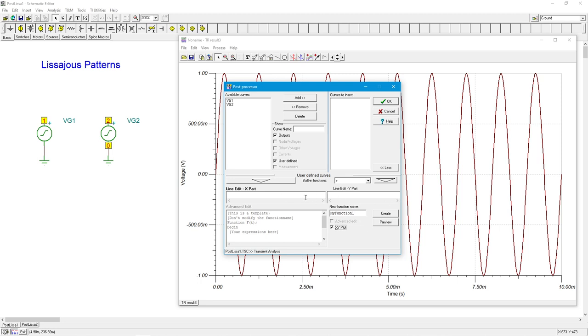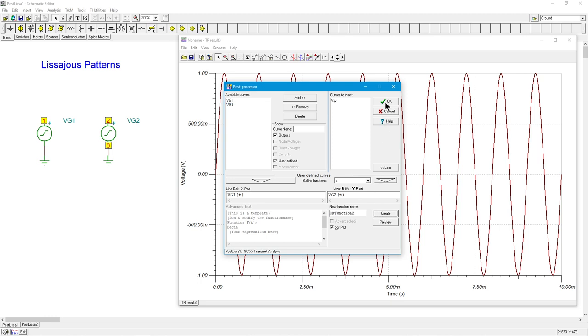So your line editor here gets split into two. You have one piece for the X part and one piece for the Y part. So I'm going to put generator one on the X part. Copy that, select it and copy it down. And then over here in the Y part, I'm going to stick VG2. So this is our little voltage XY. How about if I just call that VXY? All right, pretty inventive name.